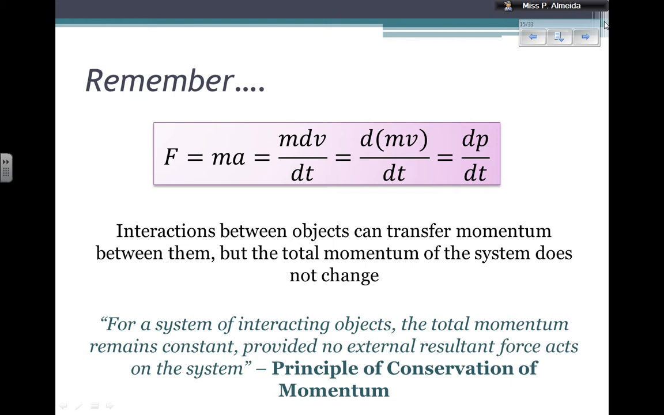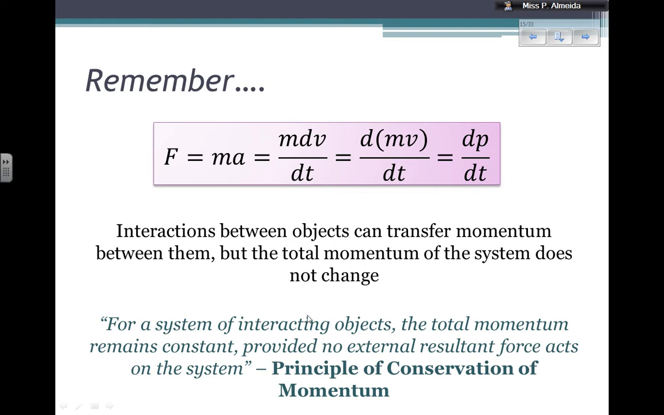So in interactions, objects can transfer momentum between them, but the total momentum is not going to change, it's conserved, because as you know, the forces are going to be equal and opposite. So if this number in total is equal and opposite, so you have a zero, then the other side needs to be constant, okay? So for a system of interacting objects, the total momentum remains constant, provided that no external resultant forces act on the system, and that's known as the principle of conservation of momentum, okay?